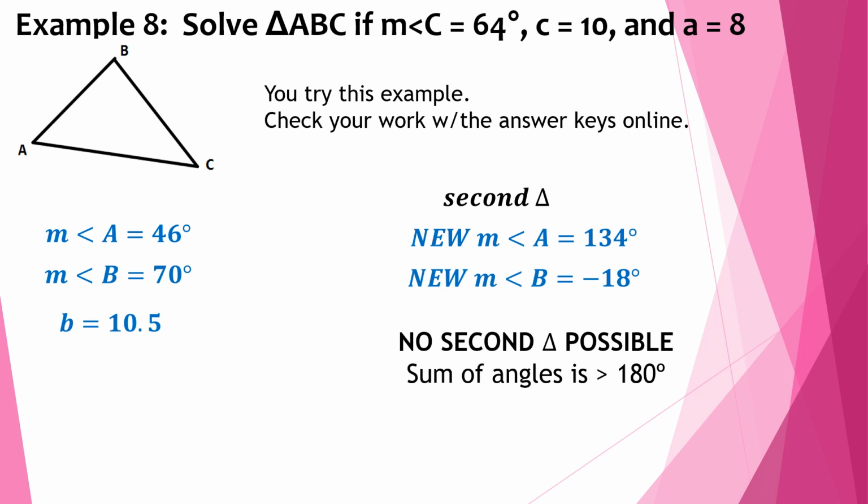Okay, and then here's 8. In this case, we have one unique triangle, and that's because when we check for the second one, we go over 180 degrees when we're looking for that third angle measure. It does not work. Okay, so try those on your own, check them.